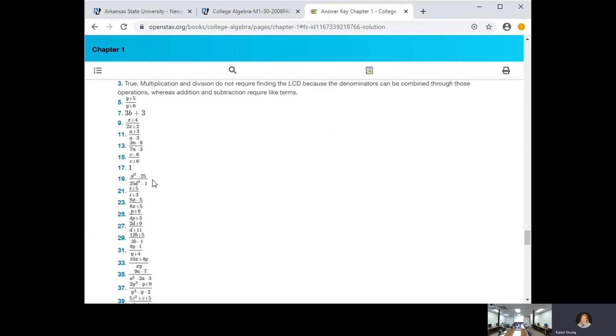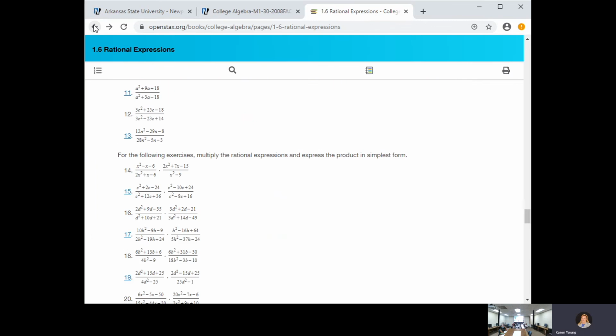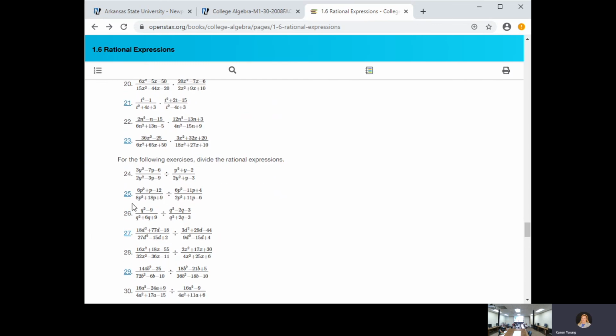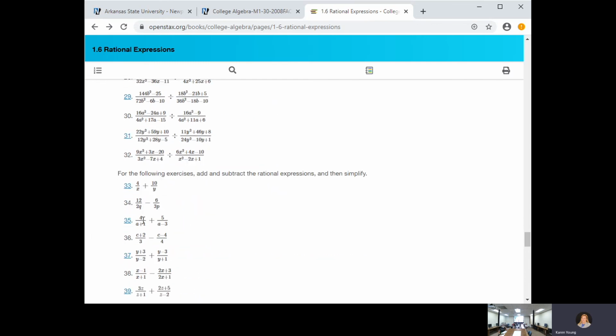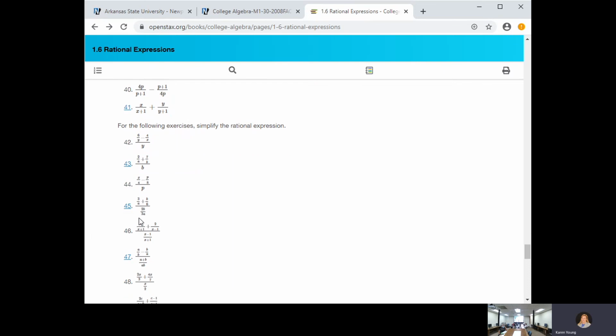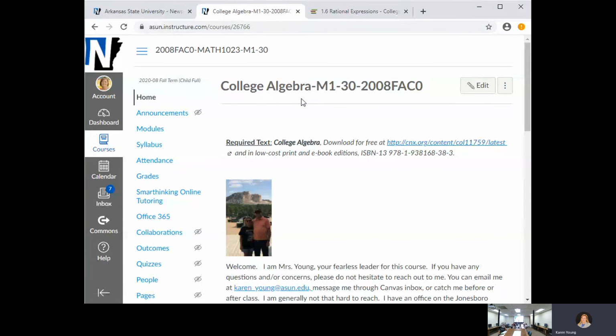So this is 1.6. Number 17, the answer was 1. All I had to do was click on it. Then I can click back and go here. Any of these, I can just click on and go to the answer if you want to check them. All the highlighted numbers, and it's all the odds. If you need more practice, go into your college algebra course. I'm in Mark Trees, but it's the same place in Jonesboro.